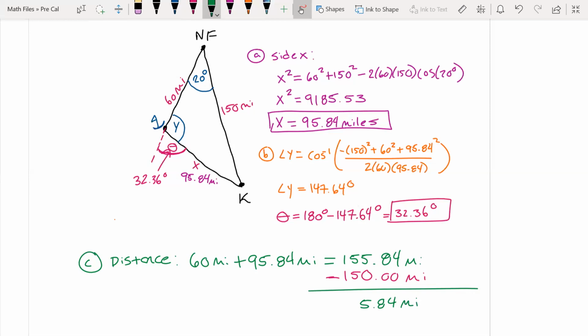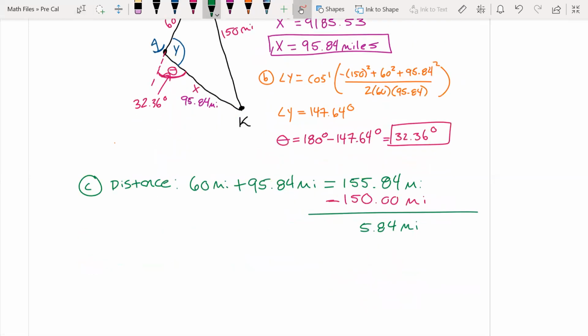So we've traveled 60 and now we have an additional 95.84 miles to go, when initially we should have only been traveling 150 miles. So we have added an extra 5.84 miles to our journey. And now this question says, how much time has been added? So 15 times 5.84. No, we don't want to do that. We're going at a constant of 15 miles per hour, right?